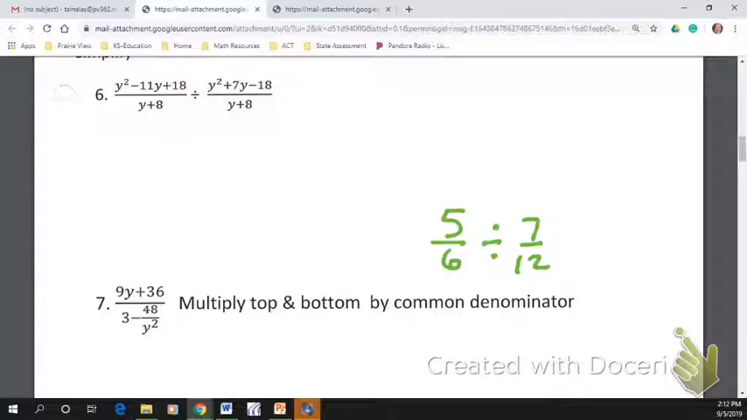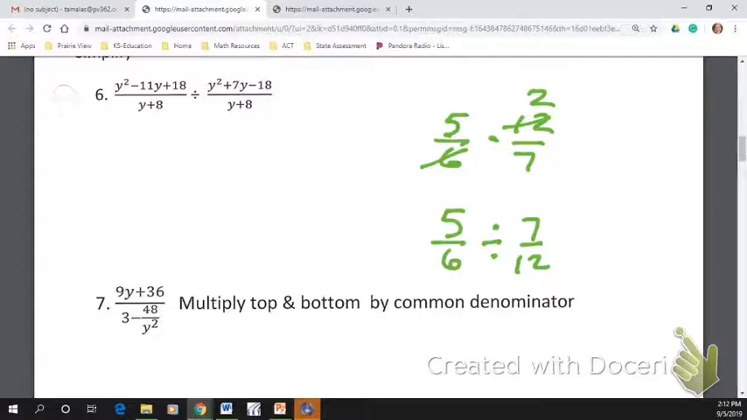You flip this one over and change it to multiplication. So 5/6 times 12/7. If you flip it, then you can reduce these, and you end up with 10/7 as your answer. Does that make sense? Yes, it does.